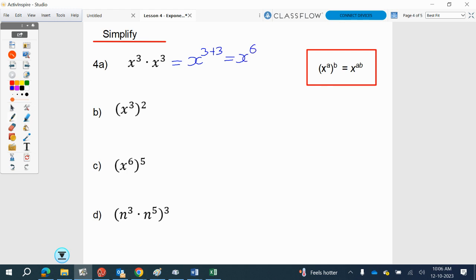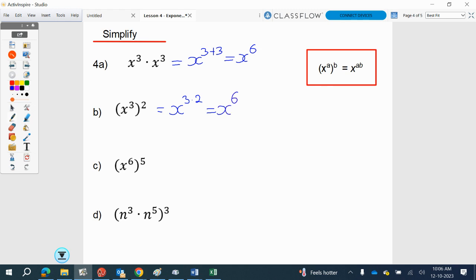Now the second one, we need to use the power law. So this one, the third exponent law, is the power law. And this is where we have x to the a all raised to the b. So when you take an exponent of an exponent, you multiply. So this one becomes x to the 3 times 2, which is x to the 6.